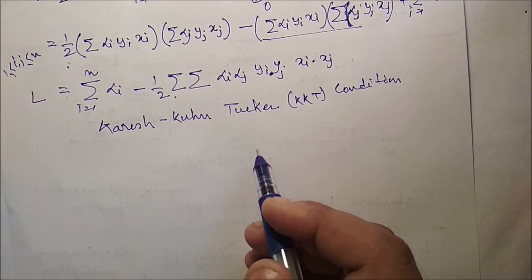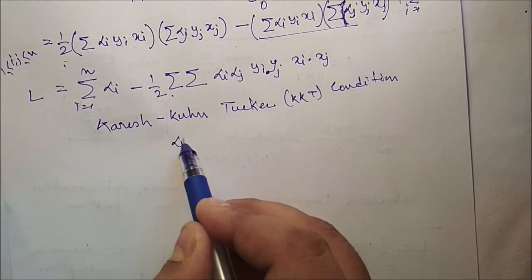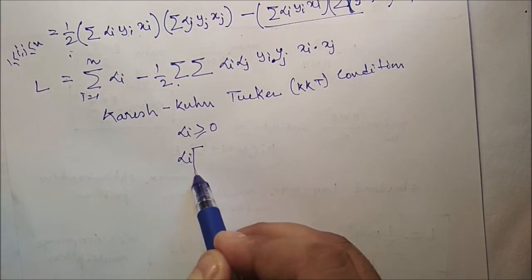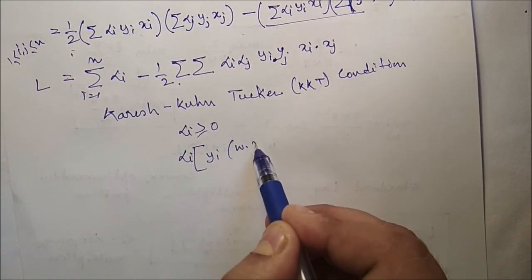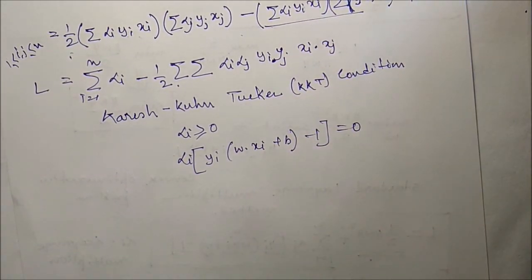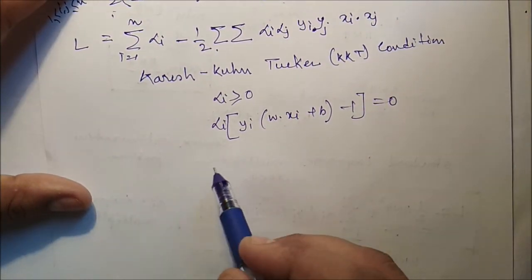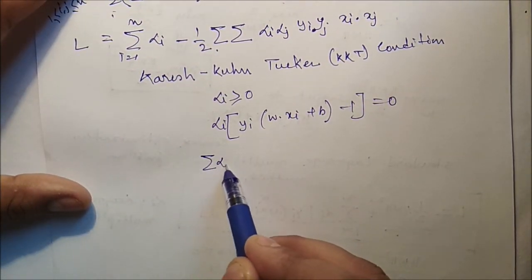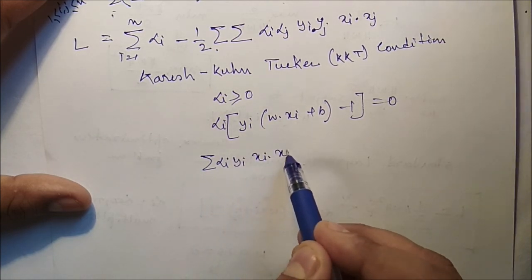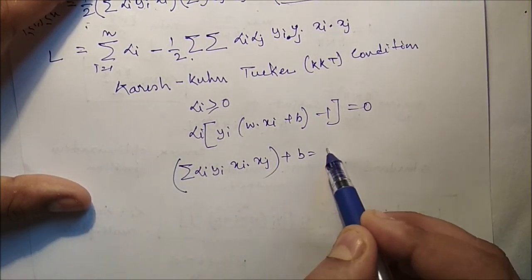Moreover, the following constraint is used. The KKT condition is used, where alpha i should be greater than or equal to 0 and alpha i times yi (w xi plus b) minus 1 must be 0. And the final decision boundary can be expressed this way: summation of alpha i yi xi into xj plus b is equal to 0.